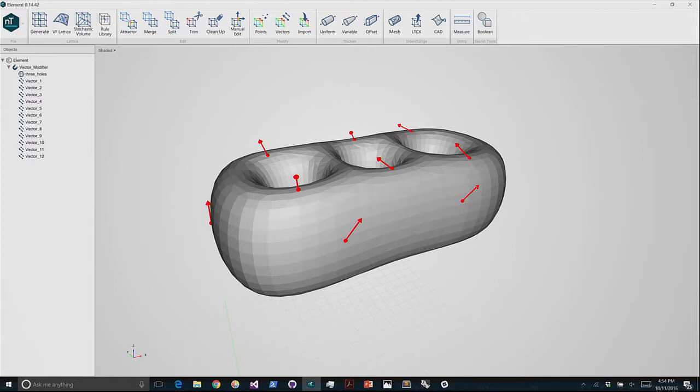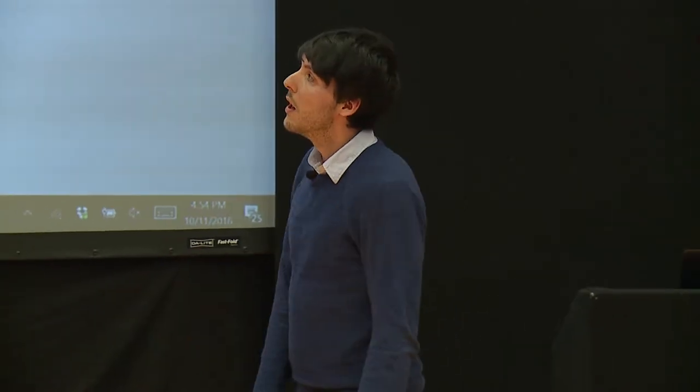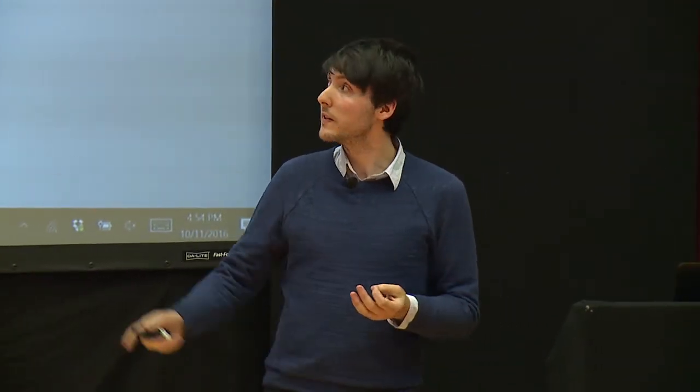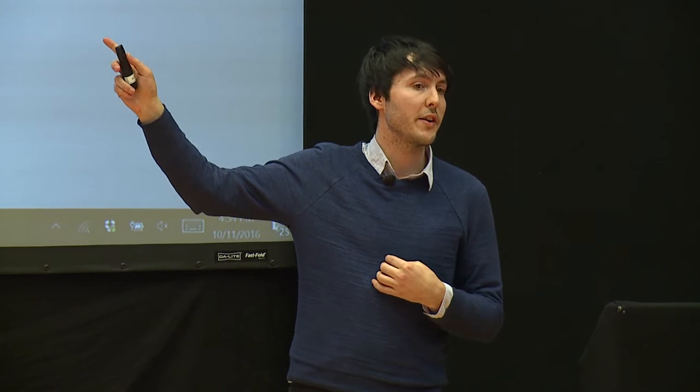So here's a couple examples of other types of structures you can do. You can pass around this part that was based on a rib method. Again, we have different types of modifiers. We had scalar fields. This happens to be a vector field that was defined on this part, and we can use that vector field to drive a surface-based lattice.